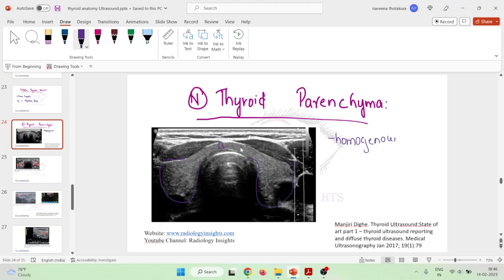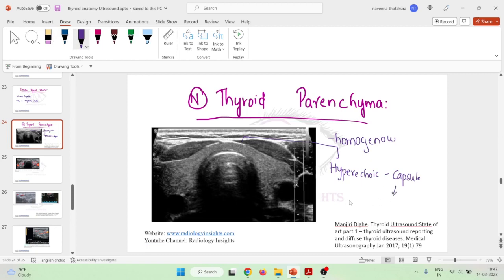Now, if you carefully observe, you will find a hyperechogenic line surrounding the thyroid gland. This hyperechoic line seen surrounding the thyroid gland is nothing but the capsule of the thyroid gland. The thyroid gland is surrounded by a capsule.